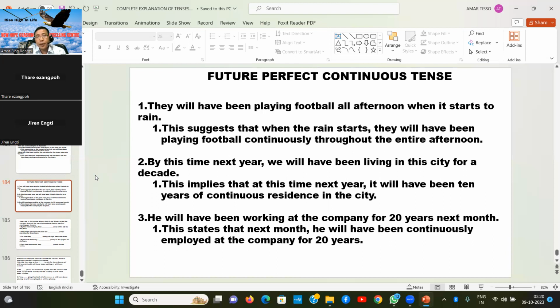This says that next month he will have been continuously employed at the company for 20 years.